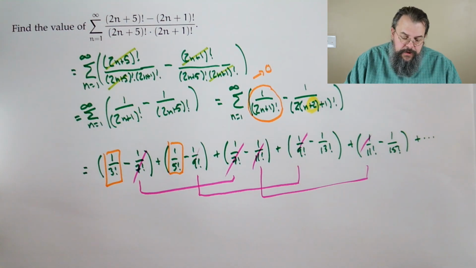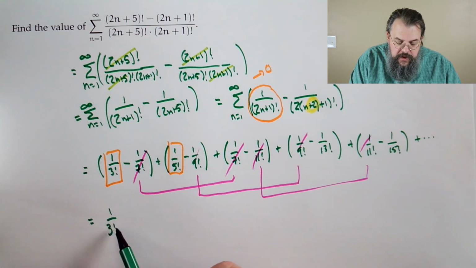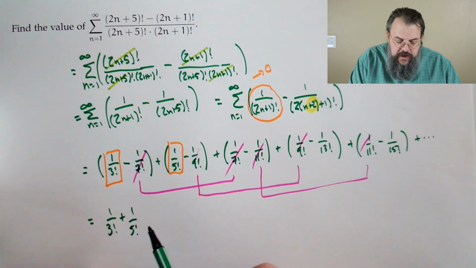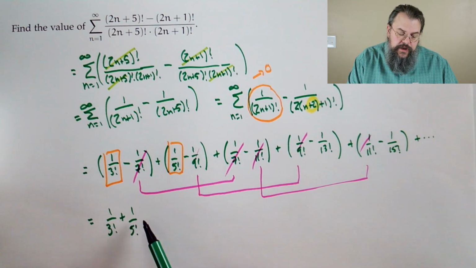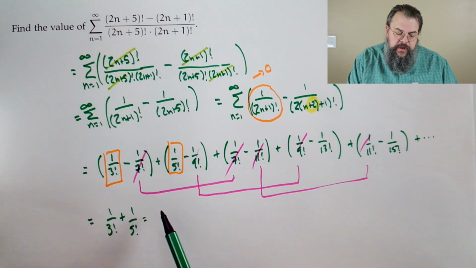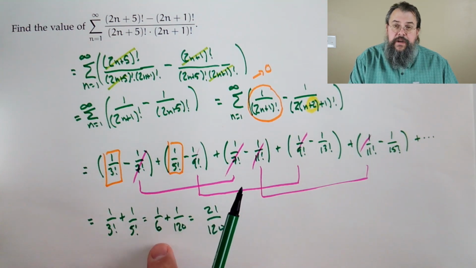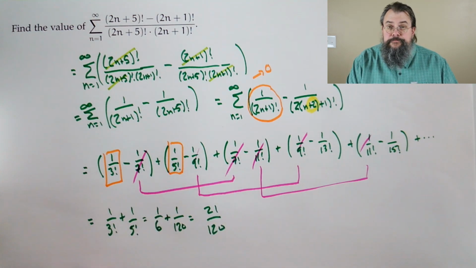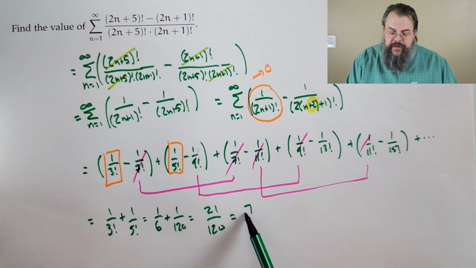So, what are we left with? Well, we're left with 1 over 3 factorial plus 1 over 5 factorial. And that's good enough. Now, if you wanted to, you could go a little bit further. This is the same as 1 over 6 plus 1 over 120, which becomes 21 over 120, because you multiply here by 20 over 20. And of course, 21 and 120 have a common factor of 3, and so you could say 7 over 40.